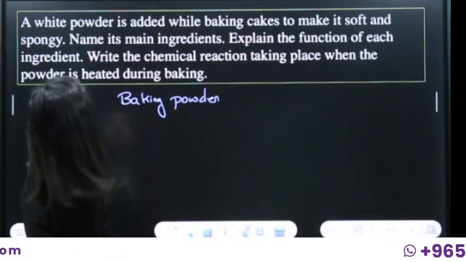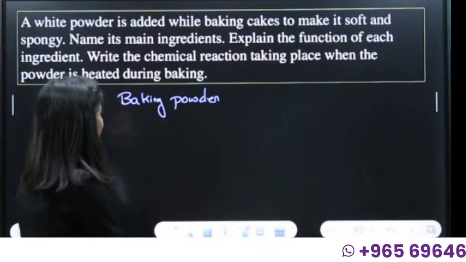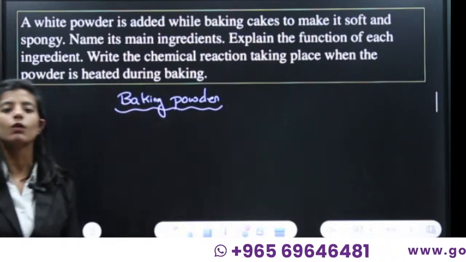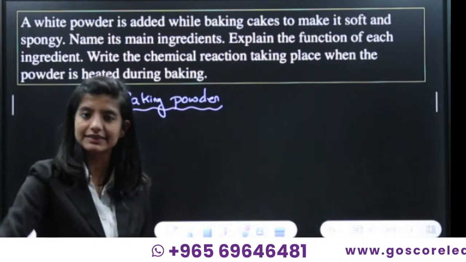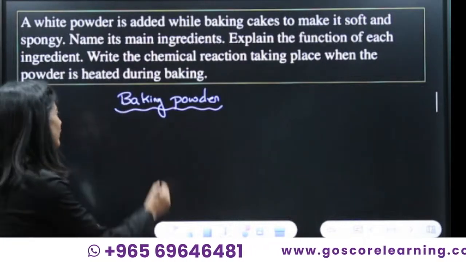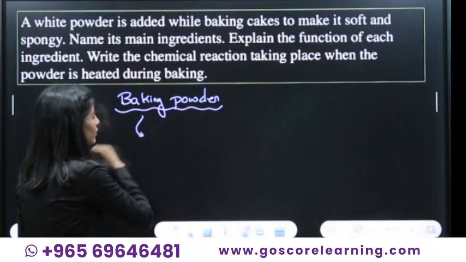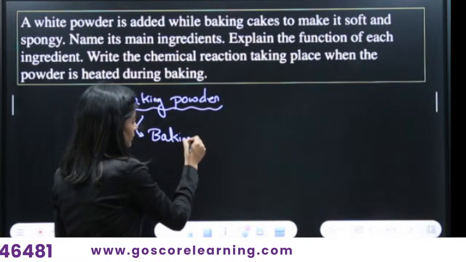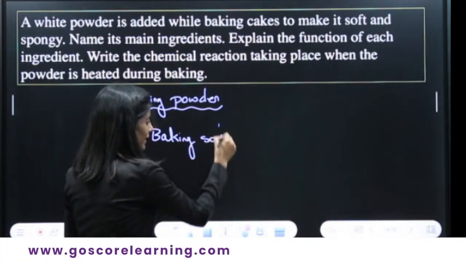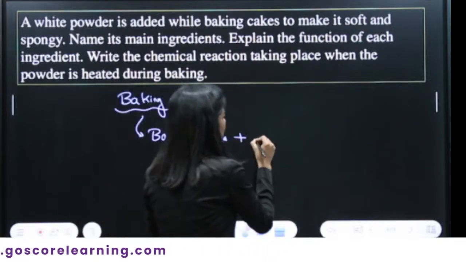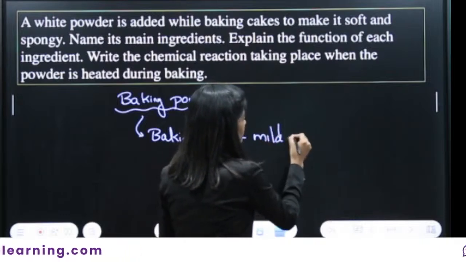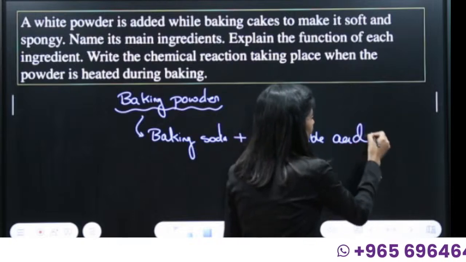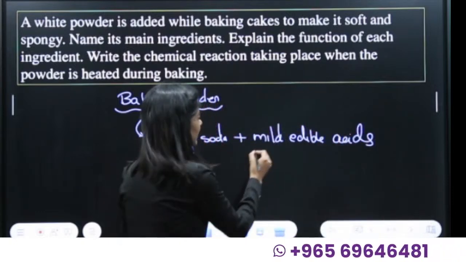Now, baking powder. Name its main ingredients. What are the main ingredients of baking powder? What does this baking powder consist of? Which is again a super easy thing. Baking powder consists of baking soda and mild edible acids, such as tartaric acid.